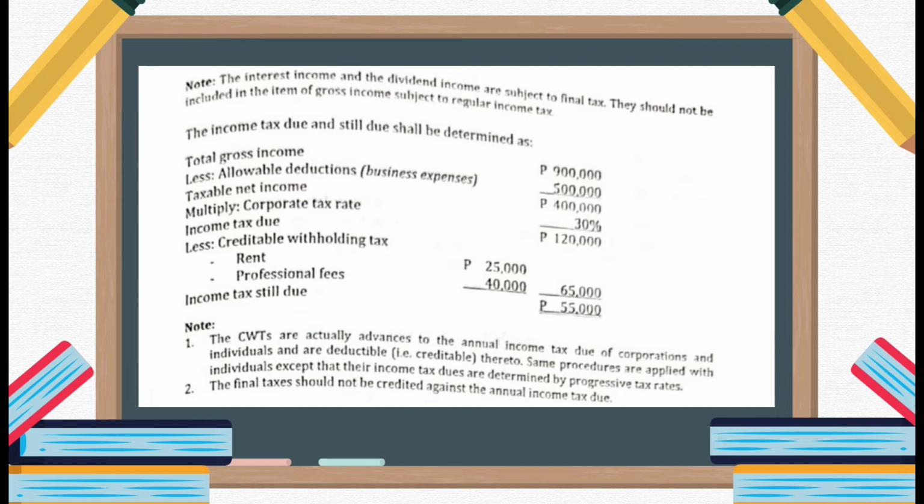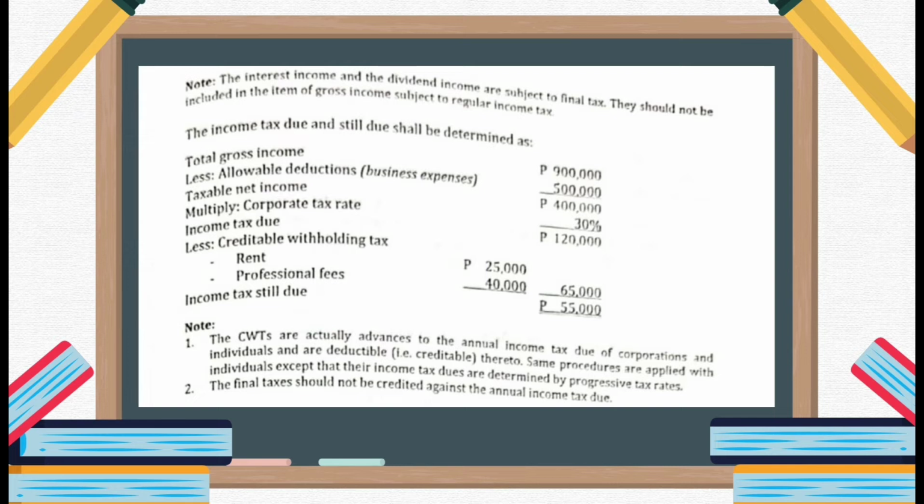The income tax due and still due shall be determined as: total gross income, 900,000, less allowable deductions or business expenses, 500,000. Taxable net income, 400,000, multiply by corporate tax rate, 30%, income tax due, 120,000, less creditable withholding tax: rent, 25,000, professional fees, 40,000, total 65,000. Income tax still due, 55,000.